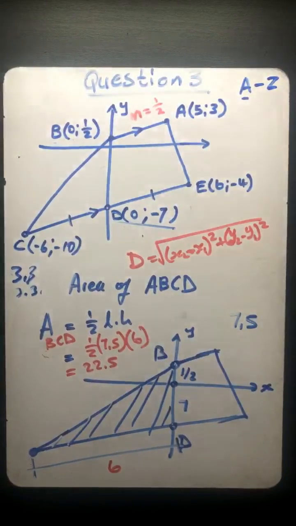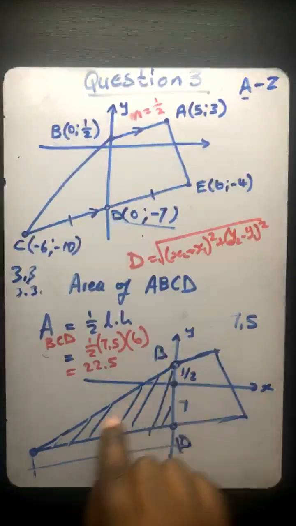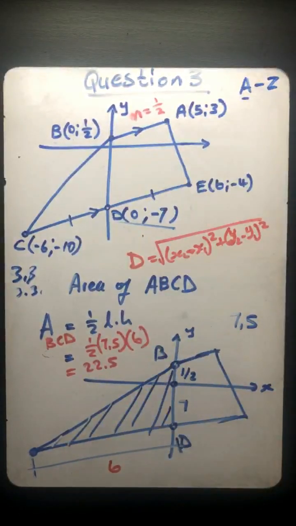How are you going to calculate the area of the remaining part? Because what we've just calculated is the area of that triangle.